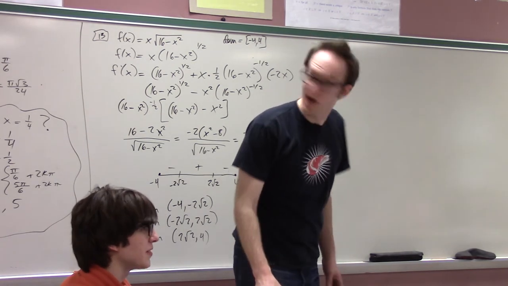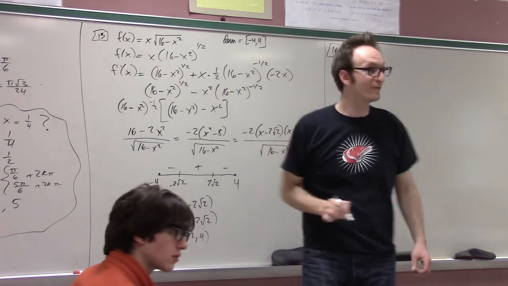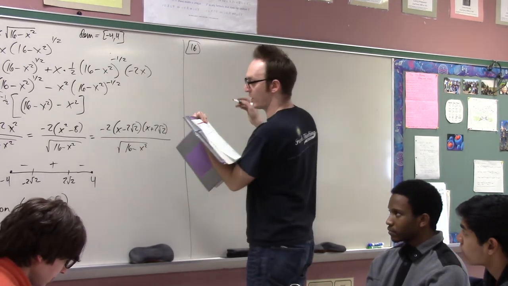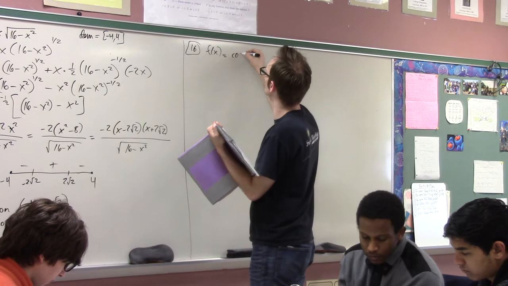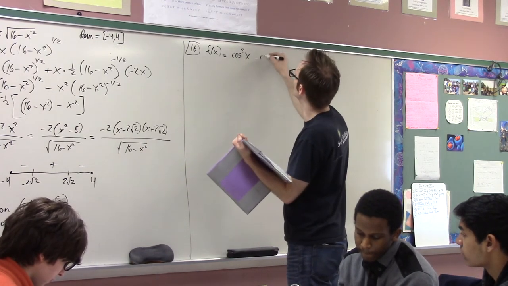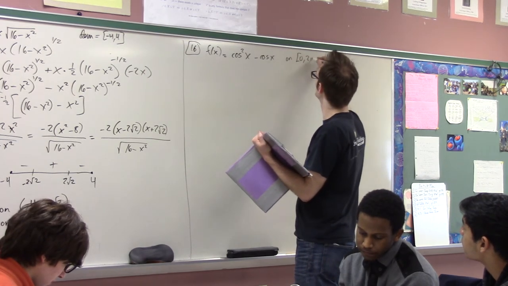All right, 13, we do more, 16. Going a little faster now. 16 is also hard and also requires some pretty high level of pre-calculus skills. I think I did this problem in one of the other classes. Cosine squared x minus cosine x, and we're trying to do this on the interval from 0 to 2 pi.